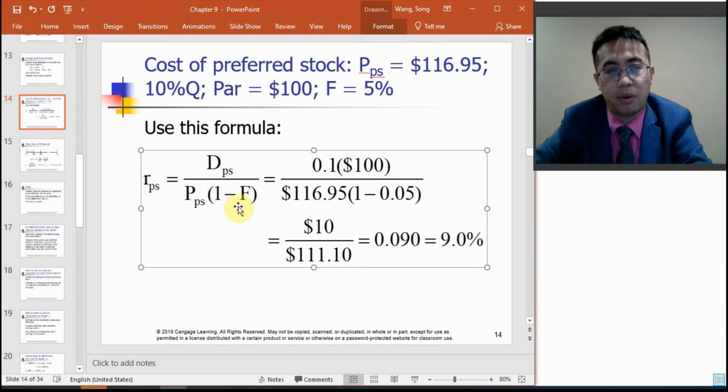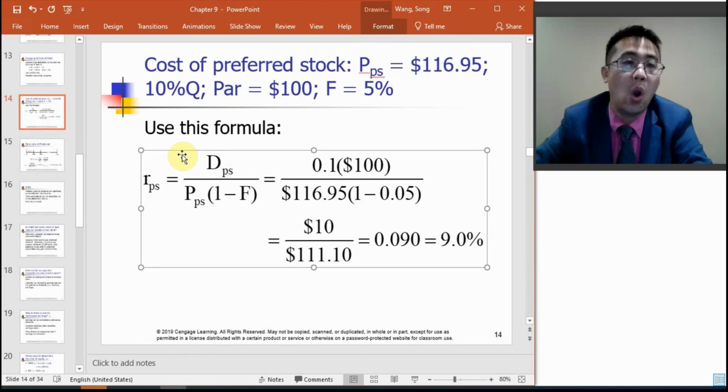And once again, the price is the after-flotation price. After you do the calculation, 9% will be your answer. I hope you could spend 2 minutes or so to verify this number. When you do the exams, the formulas will be in the textbook, so I'm not quite worried about this.